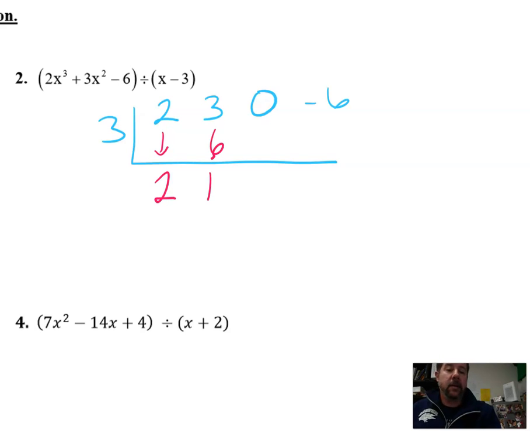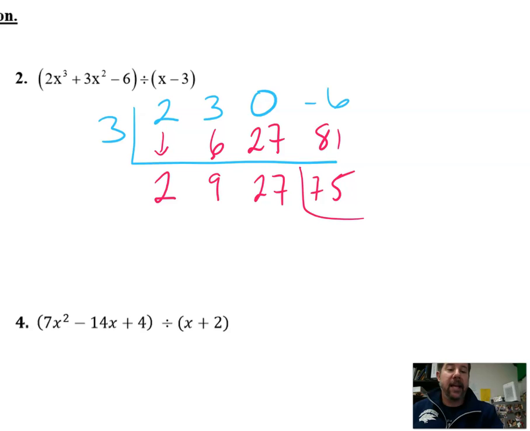Multiply. Add. That is not adding, that was multiplying. I need to add. Add. Multiply. Add. Multiply. 3 times 27, oh, getting bigger, is 81. This is where you might want a calculator sometimes to help with the multiplying and the adding. 81 minus 6 is 75.